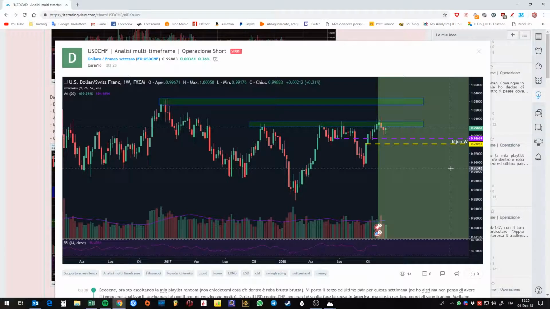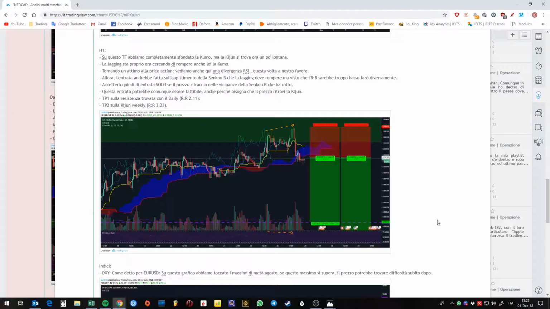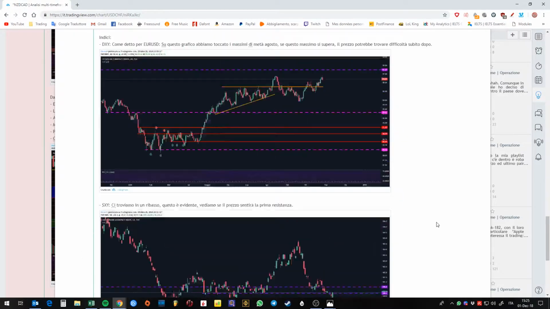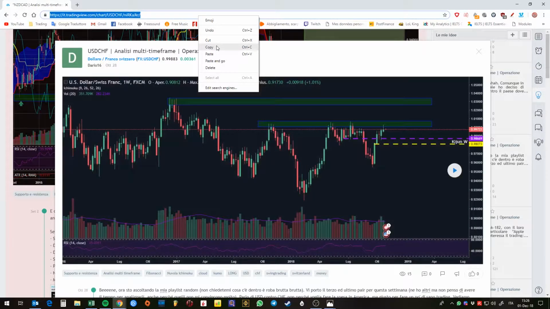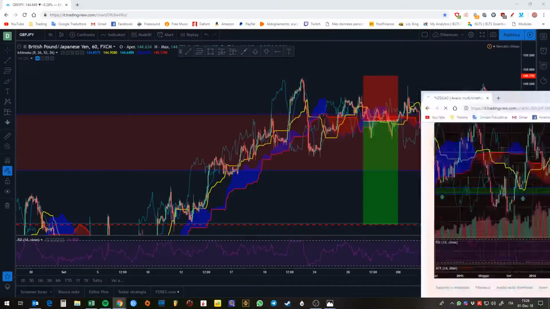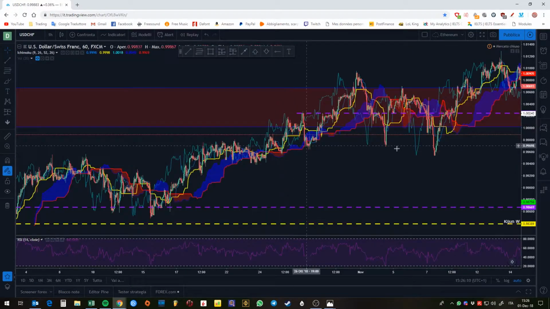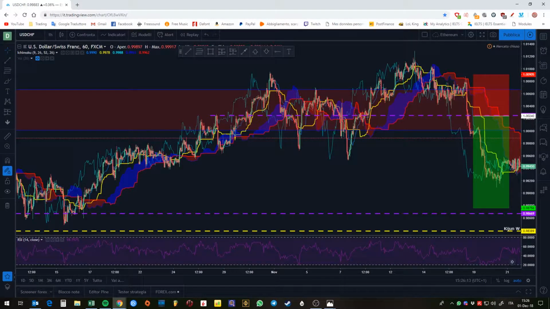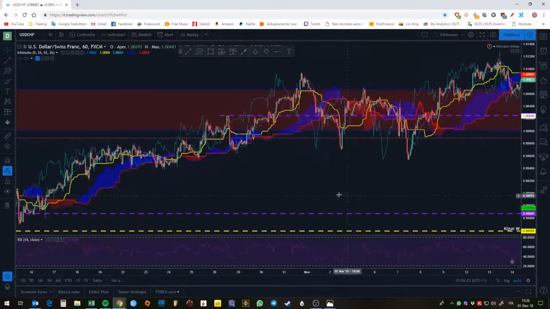Okay, you see here, the position is, let's say, not bad. It could go down. But let's see what happened. Let's copy this, paste it here and go. There we go. So USD Swiss franc. Let's go back to, what's that, the 29th October.